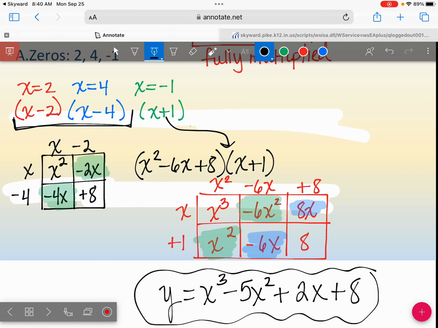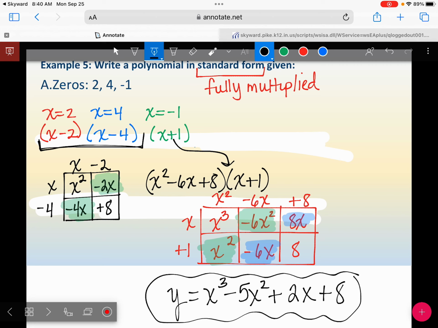Yep, that's our standard form. If it asks you for factor form, that would be really easy because that would just be y equals x minus 2 times x minus 4 times x plus 1. That's factor form. But standard form means we have to fully multiply them all together. So in standard form, there should be no parentheses left. And that is my final answer.